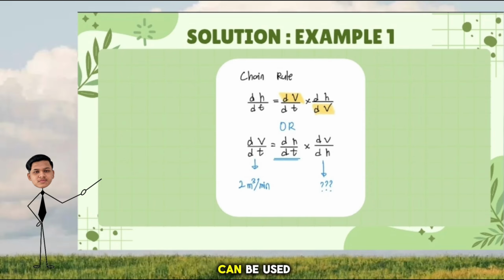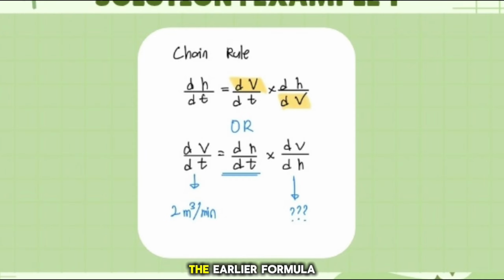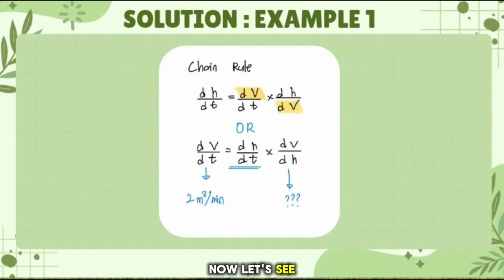Now, the chain rule can be used in many ways. The earlier formula was just one way, but as you would have noticed, while a part of it was dh over dv, our function was V. So we could also write the chain rule formula as dv over dt equals dh over dt, what we're looking for, times dv over dh, which would be easier to differentiate. Now let's see it in practice.